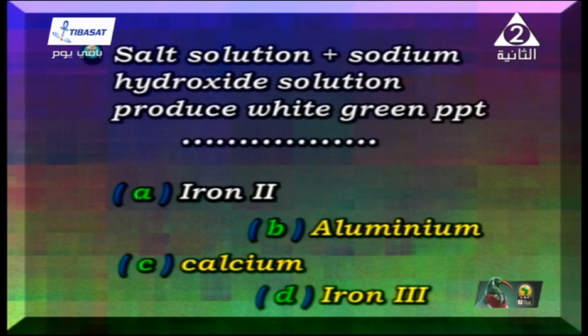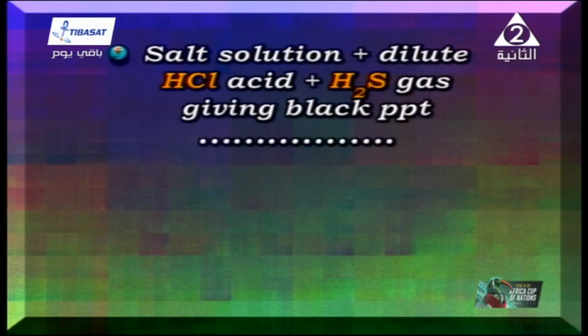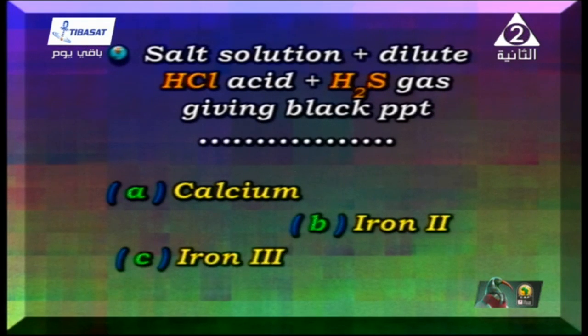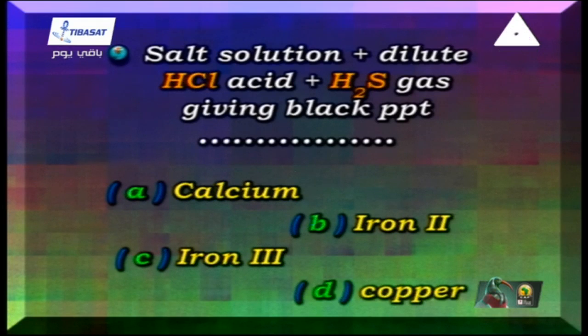Next point, salt solution plus dilute hydrochloric acid and hydrogen sulfide gas gives a black precipitate. Is it calcium or iron 2 or iron 3 or copper? If you think about it, my dear student, yes, the answer will be copper, as the formation of black copper oxide.